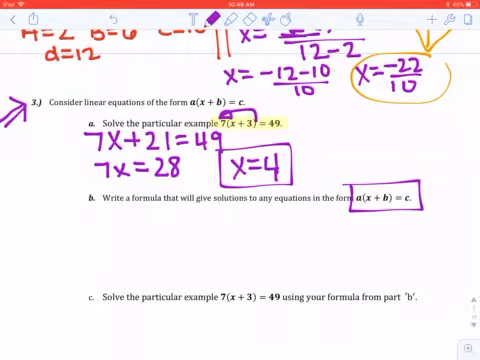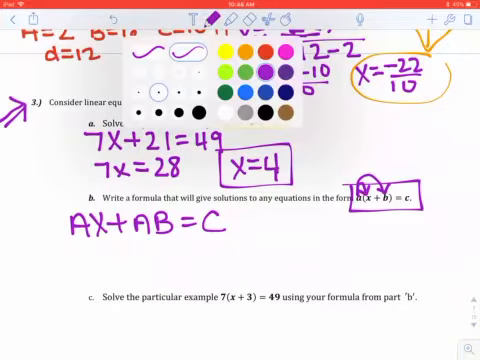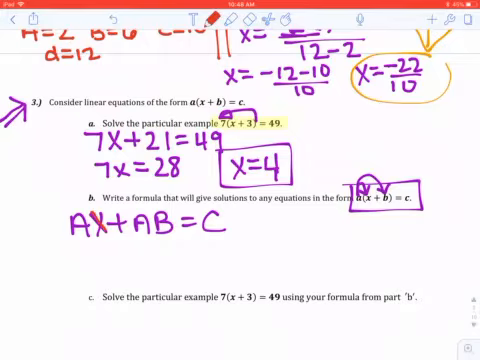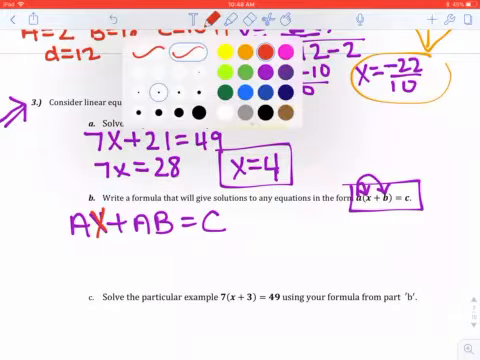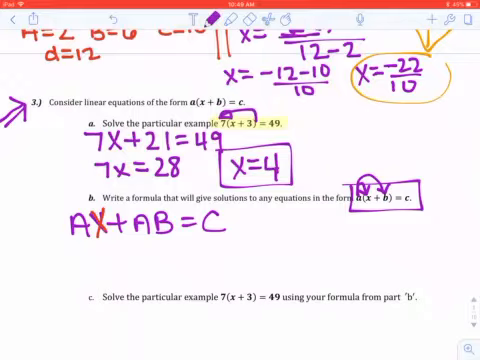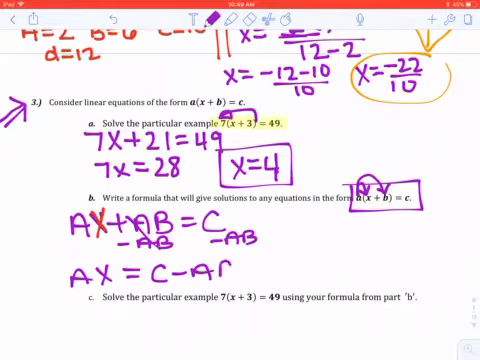So again, you're doing the same thing. You're solving for x. So I'm going to solve this one the same way I did in part A. I'm going to use distributive property first. So that's a times x, and then a times b is equal to c. And if I want to solve for x, I'm trying to get x on one side. There's my x. So I'm going to take away ab from both sides, and you get ax is equal to c minus ab.